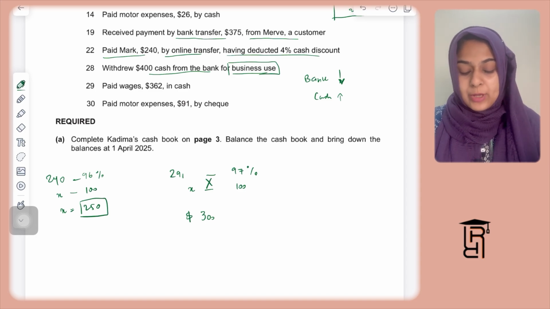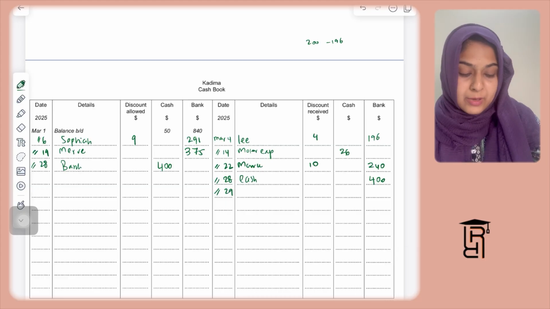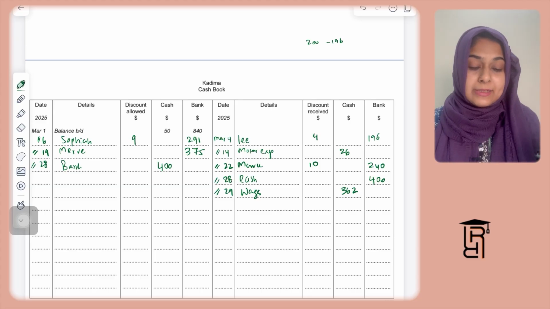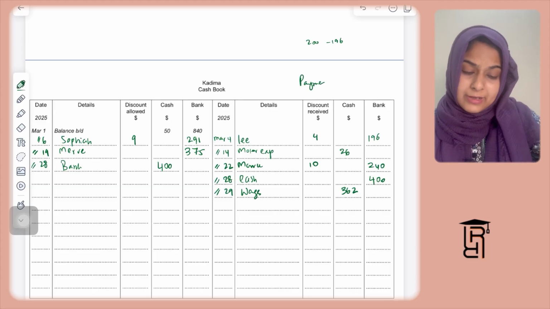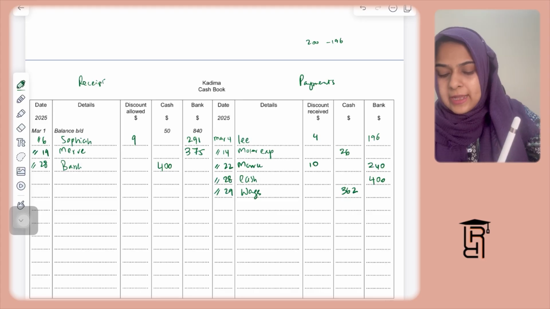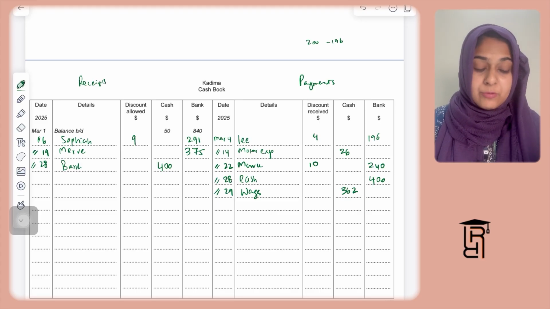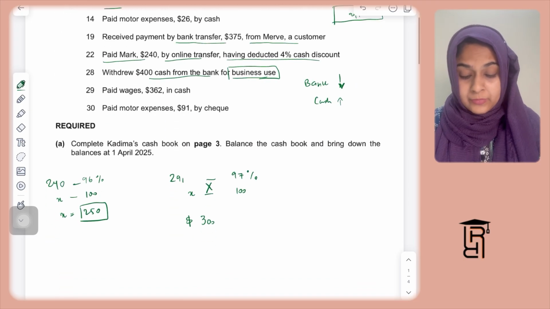Okay, paid wages $362 in cash. So I'm going to record this on the credit side. March 29, wages 362, because I have paid wages in cash, and you know this very well that credit side is the payment side, debit side is the receipt side. So whenever we are receiving money, we record that on the debit side. Whenever we are paying money, we record that on the credit side.